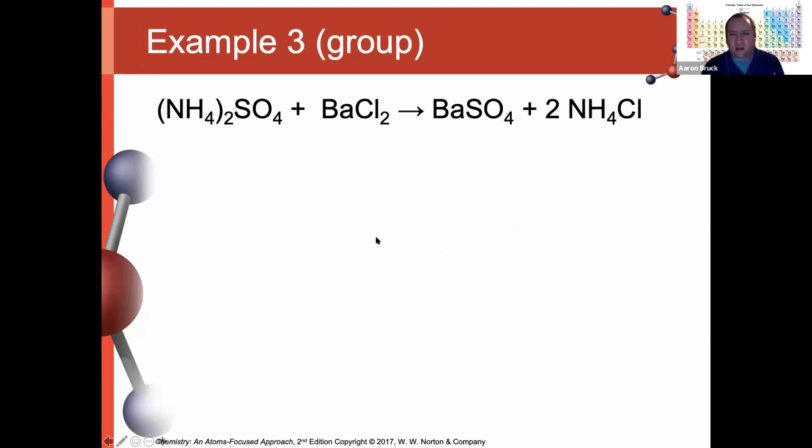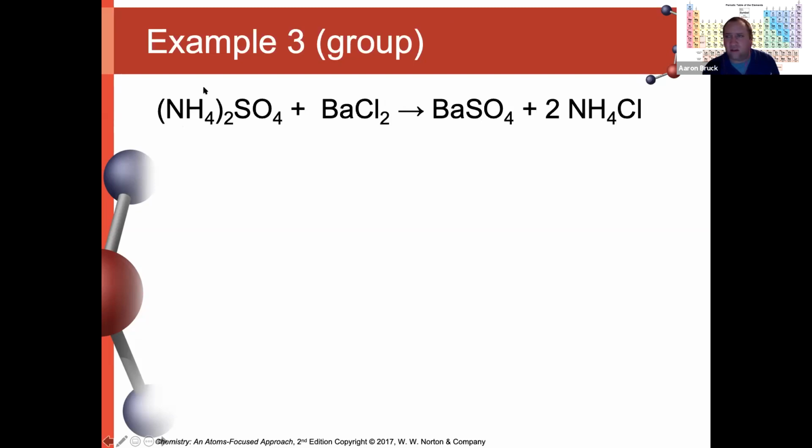Okay. Instead of me turning this one over to you directly, let's go ahead and talk through this one together. So what I'm going to do is ask you to help me fill in the blanks and draw out the ionic and net ionic equations. So we've got an equation. We can see that it's been balanced for us. Let's start identifying the substances here by type.